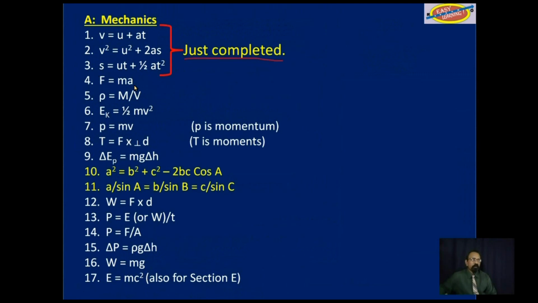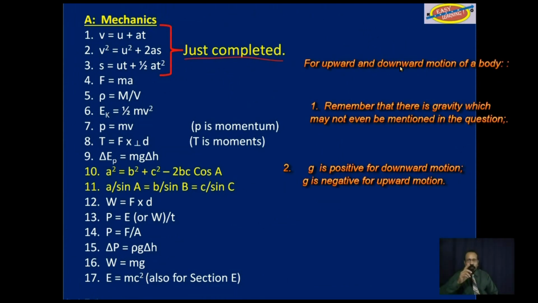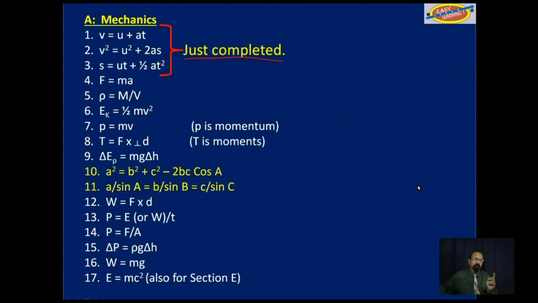So we have just completed equations of motion. Be on your lookout that if you are dealing with upward or downward motion and gravity comes into play, when the object is going upward, gravity is negative 9.81 or 10, and when the object is coming downwards, gravity is positive.